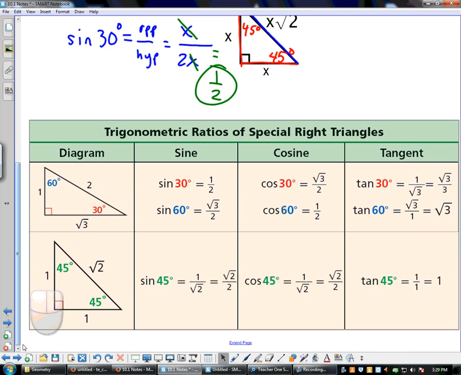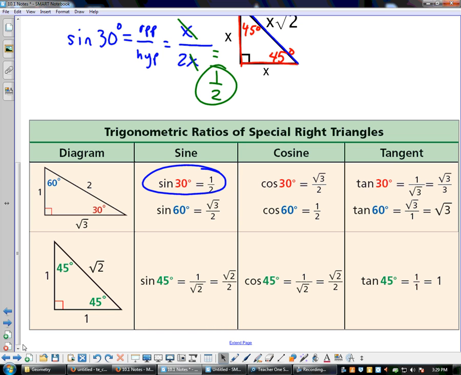So here's the trig ratios of the special right triangles. This is the one that I just demonstrated here. Sine of 30 degrees is 1/2, but we could have done that with sine of 60 degrees, or cosine of 30, or cosine of 60, and so forth. Again, this information is actually going to tie in pretty nicely to trigonometry next year, and we're going to be using some stuff out of this.